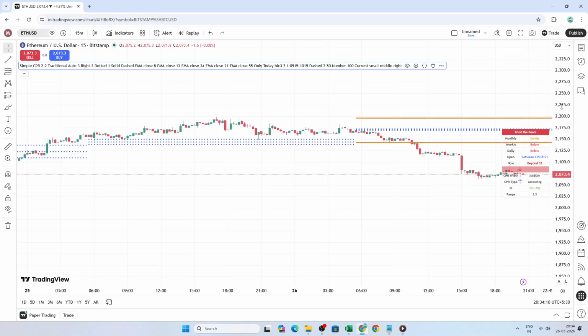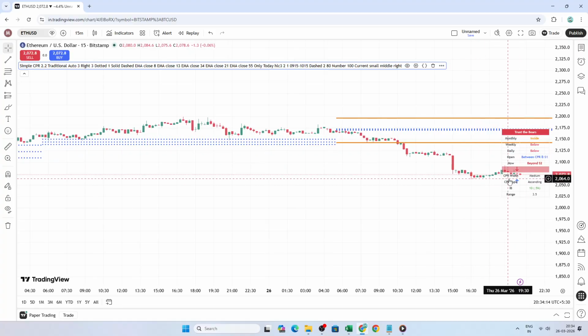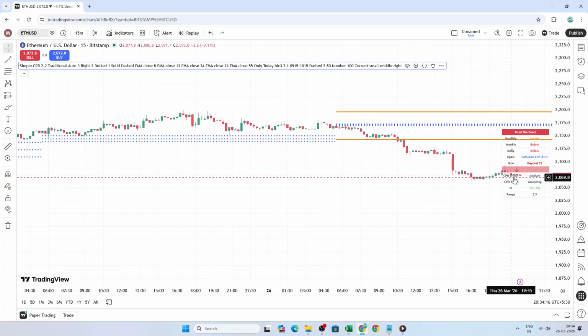Also watch for a concept called a virgin CPR. That's a prior day's CPR that price never touched. Marking that zone on the next session can highlight a level that frequently attracts price or causes a reaction.